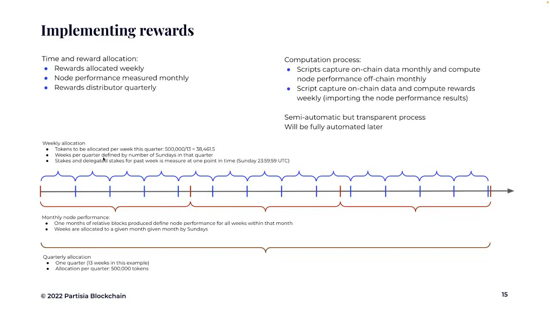So for every week we basically allocate these tokens. There's a link on one of the other slides where you can have a look at the scripts that are used to capture the on-chain data and to compute these numbers and the rewards at the end of the day. But the important thing here is to know that it's allocated weekly, node performance monthly, reward distributed quarterly.